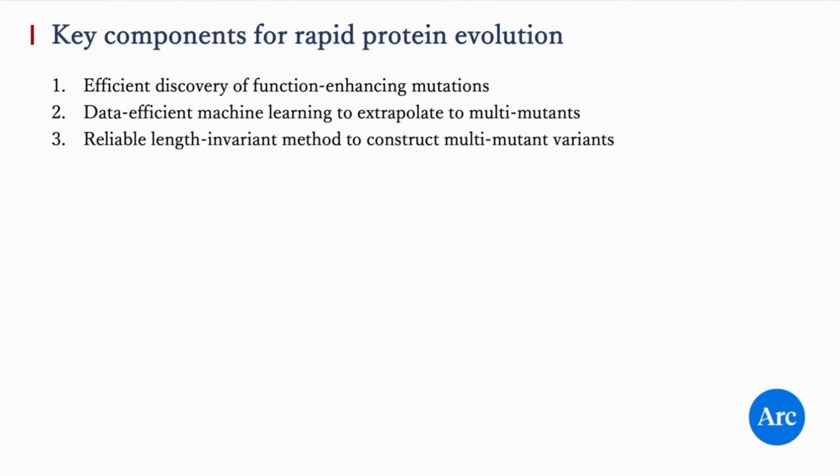As a result, we were motivated to develop an approach to address all these challenges and enable rapid protein evolution. We identified 3 key components to enable rapid protein evolution. First, efficient discovery of function-enhancing mutations. Second, data-efficient machine learning to extrapolate to multi-mutants. And third, reliable length-invariant mutagenesis to construct the multi-mutant variants to test in the lab.